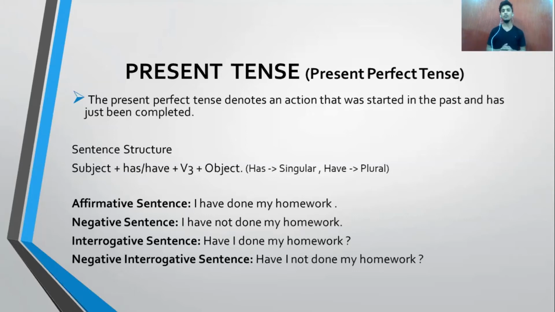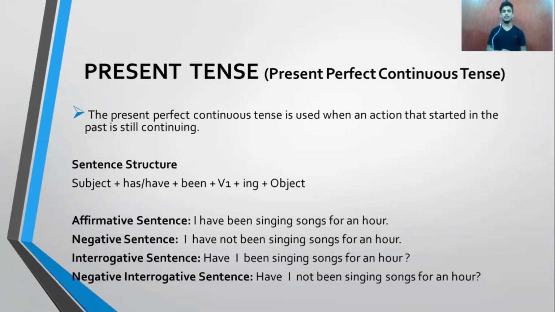And then third form of the verb, and then the object. Have I not done my homework? Present perfect continuous tense. The present perfect continuous tense is used when an action that started in the past is still continuing. We make example as they have been singing song for an hour.